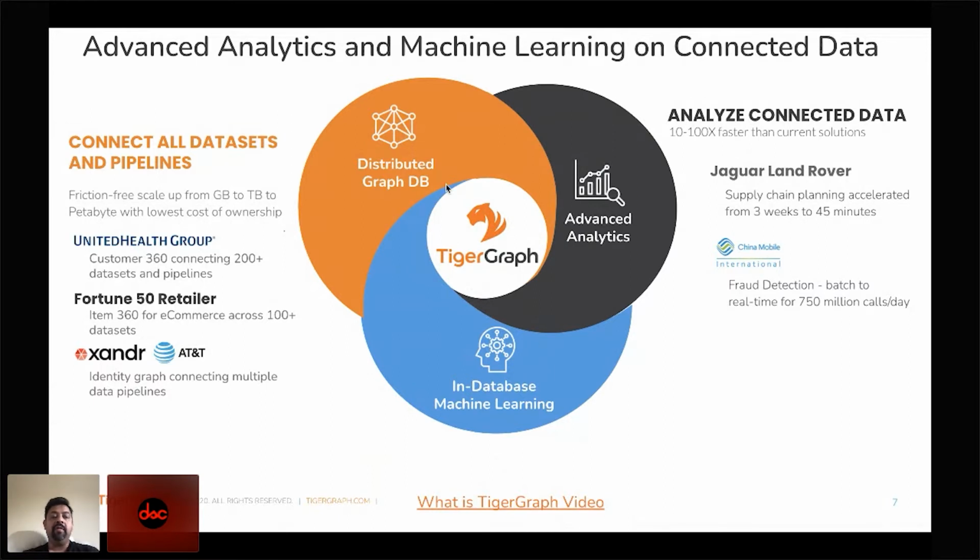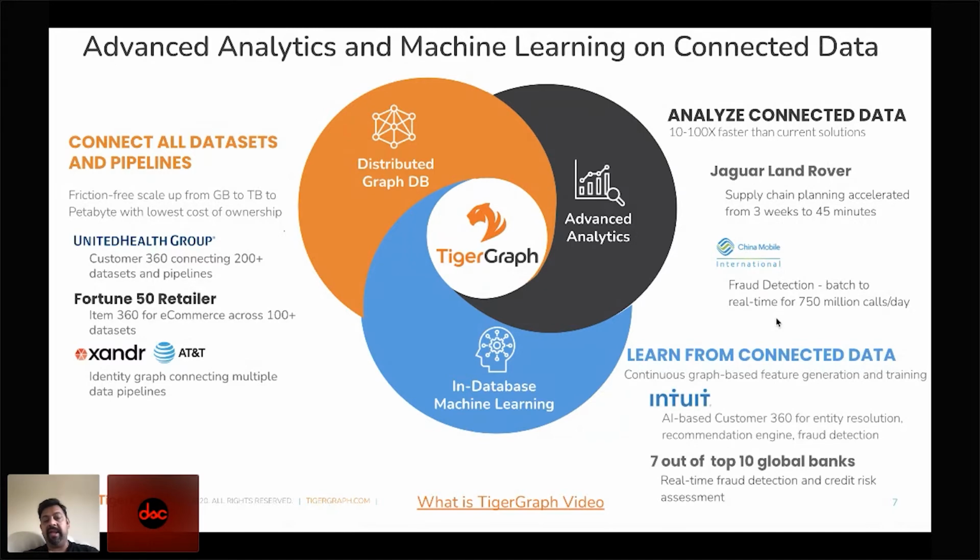Then after you've connected all data sets and pipelines, you analyze the connected data with advanced analytics. That's where I talked about Jaguar Land Rover and China Mobile as examples of different use cases: supply chain planning here and fraud detection here. The third area of TigerGraph is learning from the connected data with in-database machine learning.